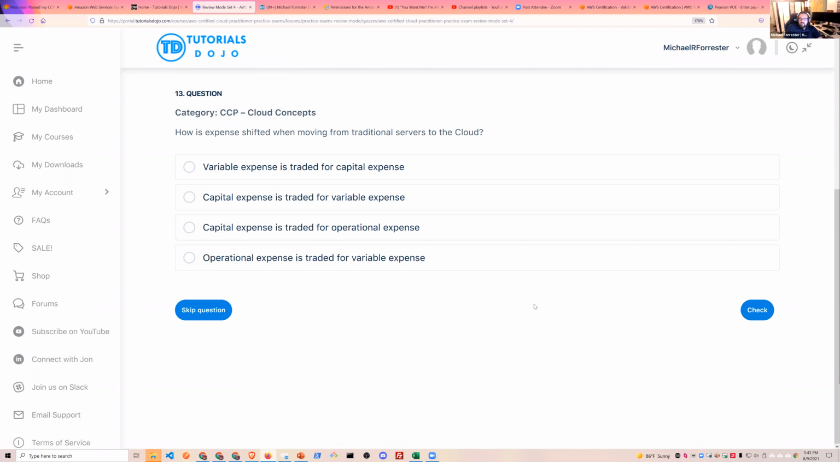Okay. This is one of those benefits of the cloud questions, right? How has expense shifted when moving from traditional on-premise data centers to, say, AWS or the cloud? So from Amazon's perspective, they want you to stop investing in hardware and in data centers and go to a service-based model. What best represents the type of expenditure that hardware investment is versus the service model?